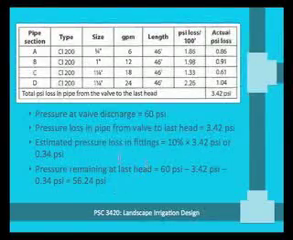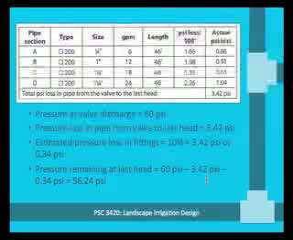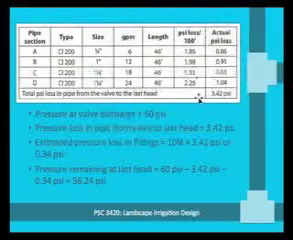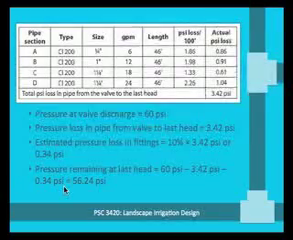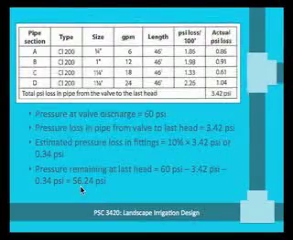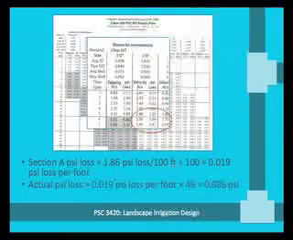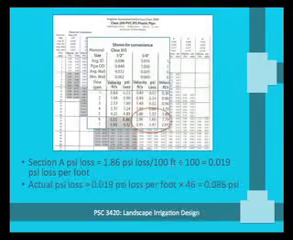Putting all of that together, the pressure remaining at that last irrigation head would be 60 PSI minus 3.42 PSI, which is the loss here due to friction in the pipe, minus 0.34 PSI, which we determined up here as the pressure loss through the fittings, and we end up with a dynamic pressure at the last sprinkler head of 56.24 psi.